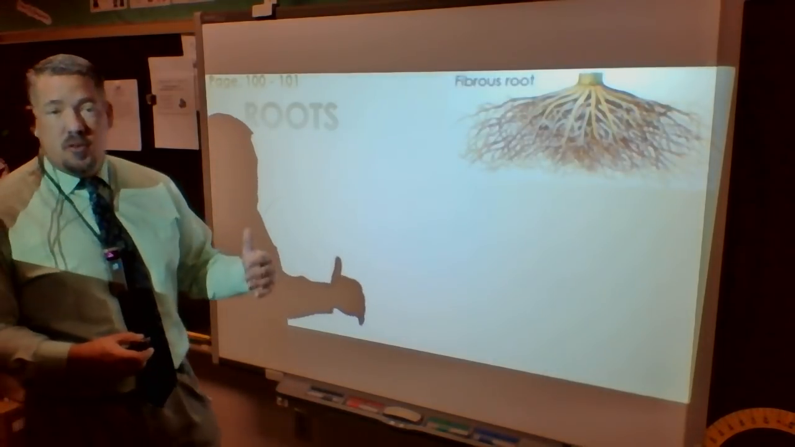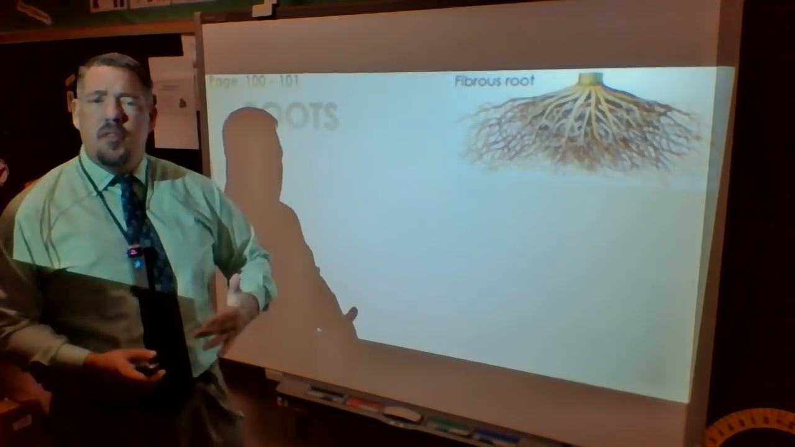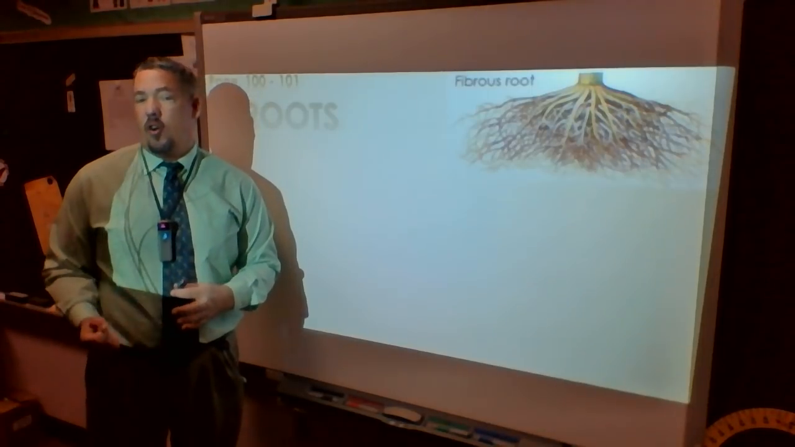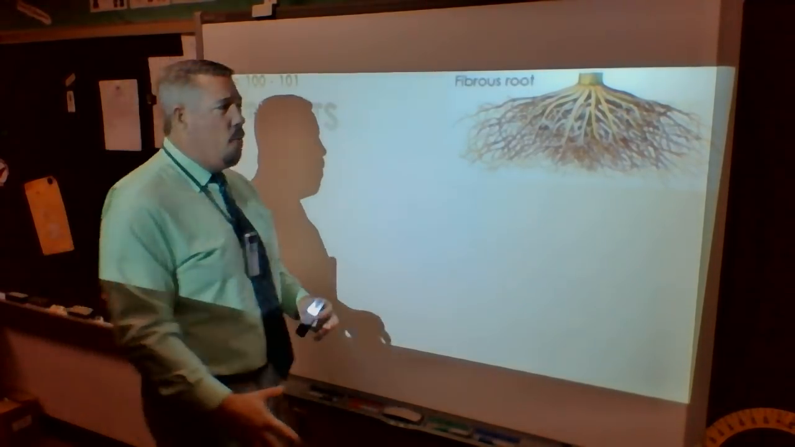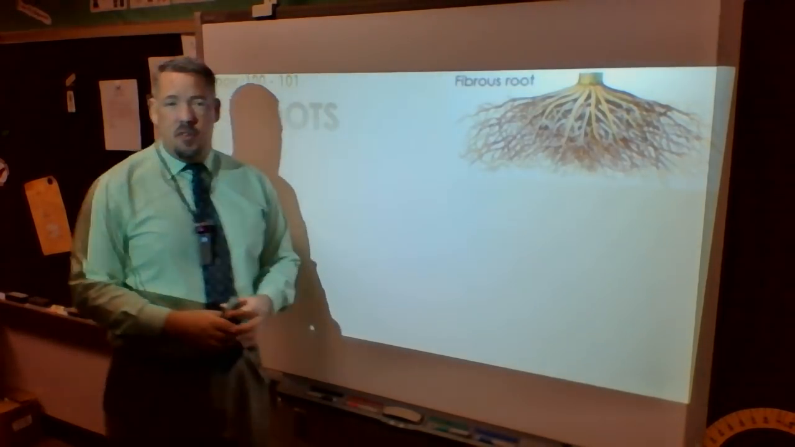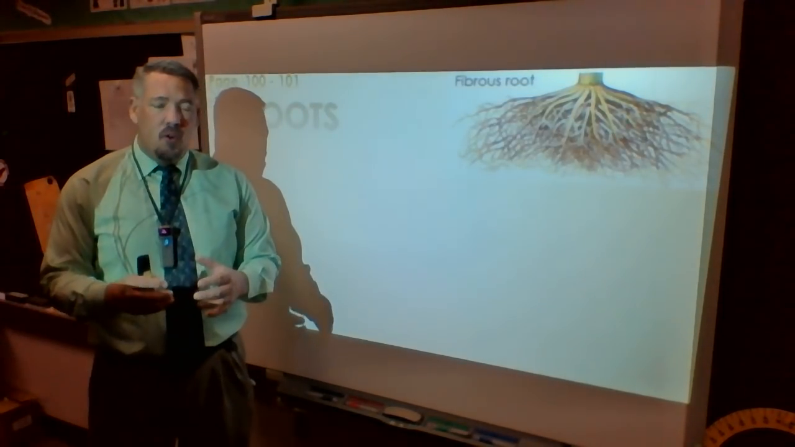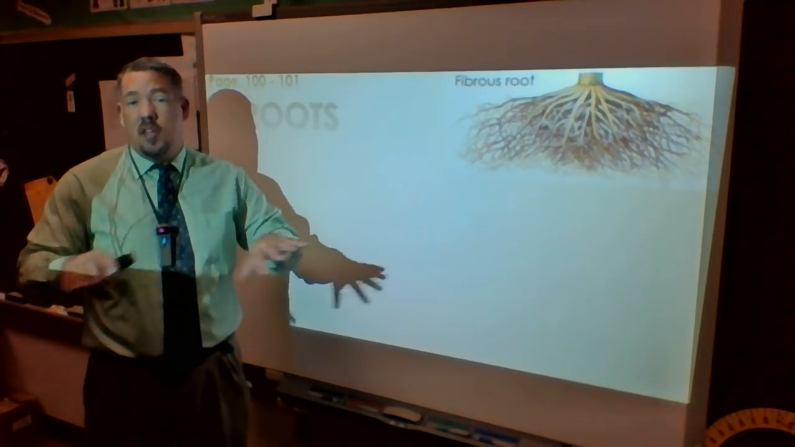When it comes to fibrous roots, they look a lot like this. These are the type of plants if you have to pull out of your garden or out of your yard or out of your flower bed, that when you pull them up, you have a whole bunch of soil that sticks to these roots. So it's not a main root, it's a whole bunch of little roots that come off.